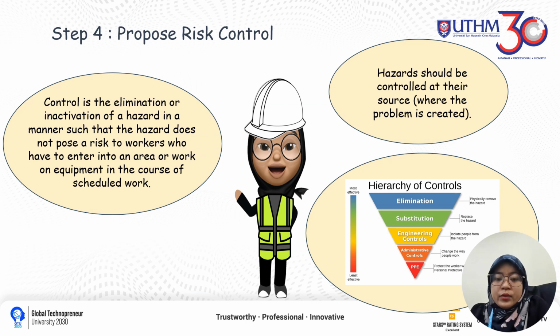And then after that, you have to propose the risk control. Control is elimination or inactivation of a hazard in such a manner that the hazard does not pose a risk to workers who have to enter an area or work on equipment in the course of schedules, as it should be controlled at the source where the problem is created. So usually we will use the hierarchy of control. We start with elimination and then substitution, engineering control, administrative control, and lastly PPE. So the top of the hierarchy is the most preferred control.